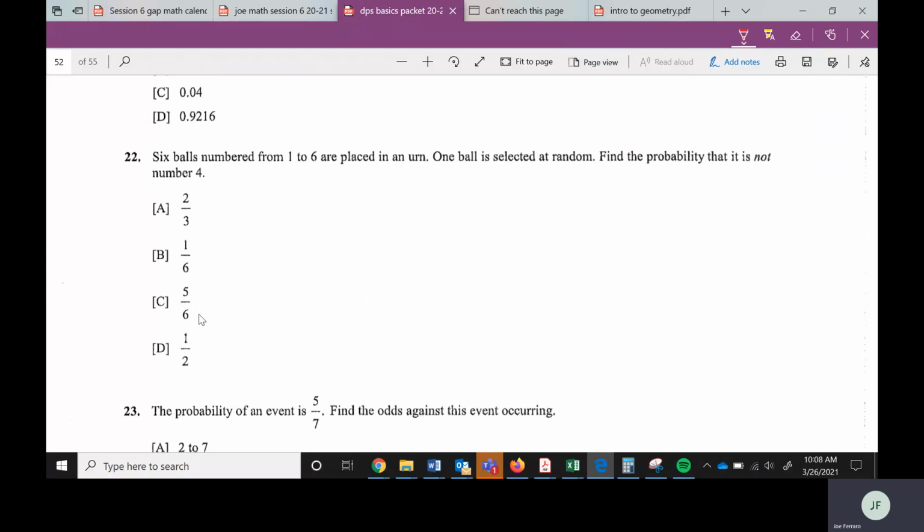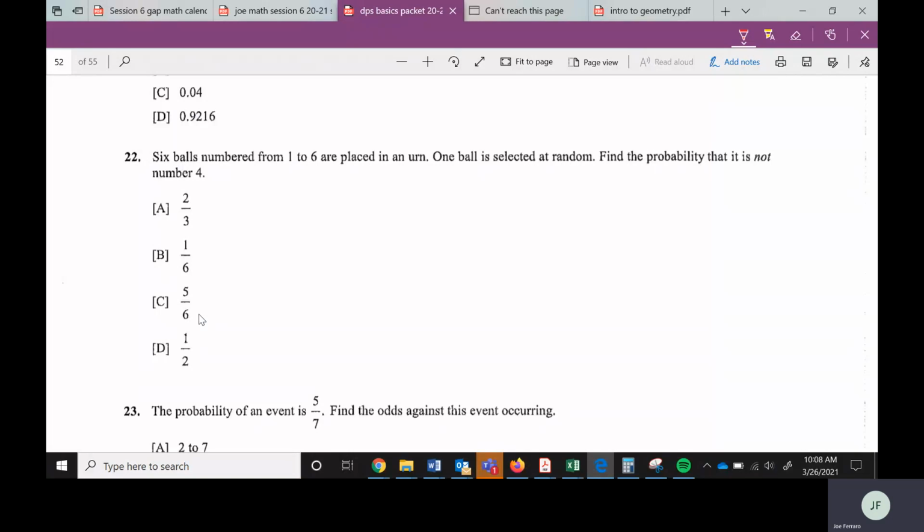They have 6 balls numbered 1 to 6 placed in an urn. One ball is selected at random. Find the probability that it is not the number 4. Now there's actually 2 ways that you could do this problem.